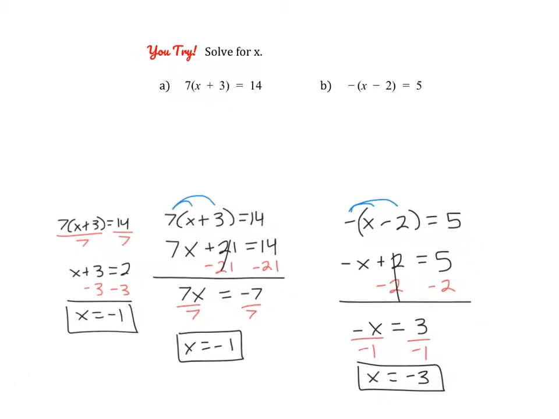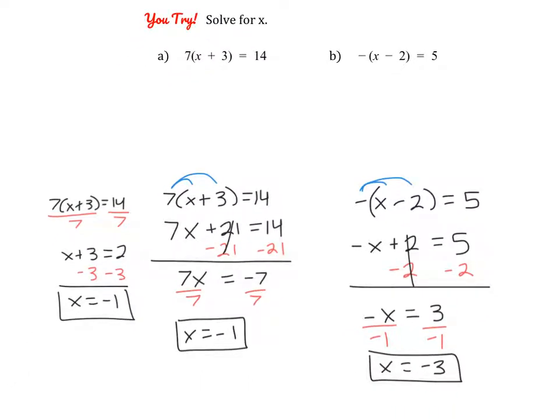Okay, so on the left, you can see that I solved part A in 2 different ways. Either you could divide 7 on both sides to start and then subtract 3, which is a little bit quicker. Or you could do option A, which is to distribute. 7 times x is 7x. 7 times 3 is 21. Subtract 21 from both sides. Now be careful with this number.